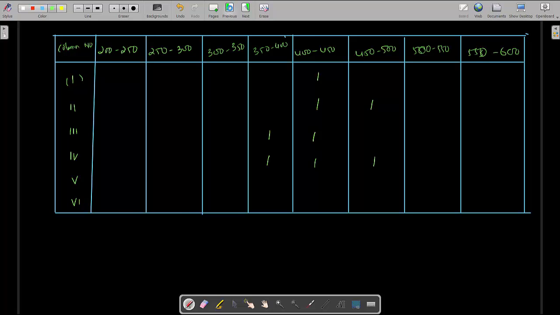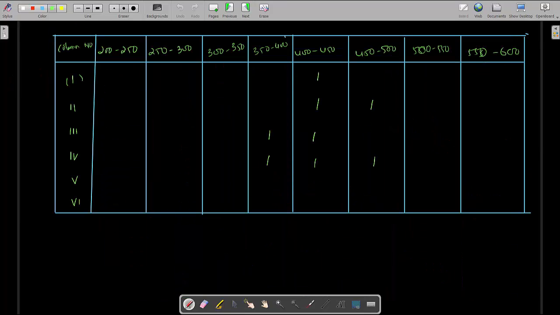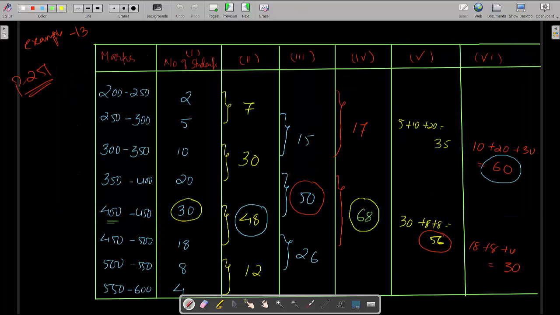Yeah. Column 5, we got 56 by adding 30, 18, and 8. 30 falls under 400, and the last one is 550. So 400 to 450, 400, 450, and 500. Last one.